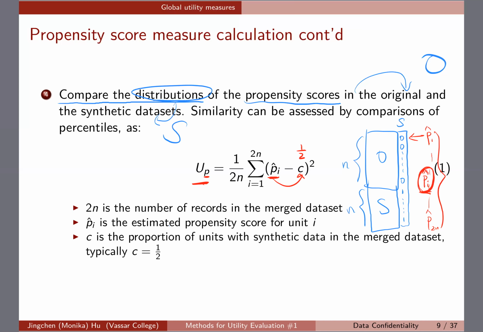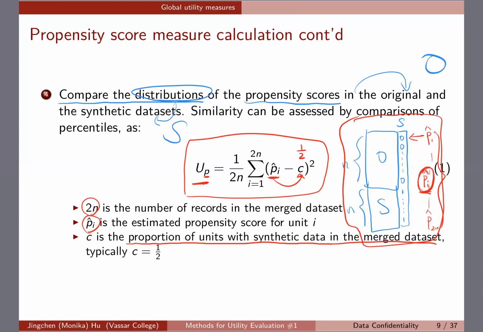So what this is really doing: 2n we know is the number of observations, and p hat is the estimated propensity score. C is the proportion of units within synthetic data in the merged data set. Imagine if the two data sets are very similar to each other, then the p hat should be very close to 1/2 for every observation. We're using the entire merged data set to do our propensity score estimation. So if the two are indistinguishable from each other, then the p hat estimate will be very close to 1/2, because each observation will have roughly 50% chance of being in the synthetic data set, and another 50% chance of being in the original. So it's indistinguishable. That's what this measure is trying to do.